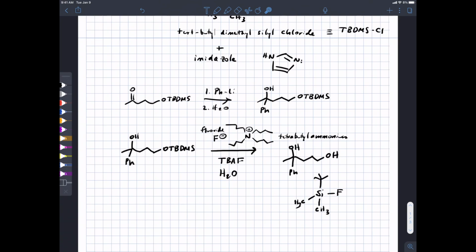So your task is going to be to determine when a reagent you're using might interfere or be interfered with by an alcohol group, and then to deploy this protecting group strategy to prevent that. Protect, do the reaction that you want to do, then deprotect, and then you can move on.